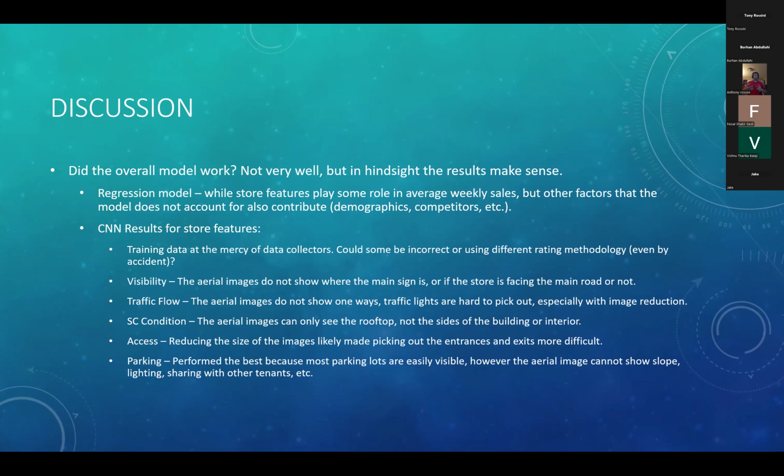And then for each of the store features, I think there was at least one aspect that goes into the rating of this feature, but that wasn't captured in the aerial imagery. So for example, visibility, the aerial images, they don't know where the front entrance of the store is. They don't know if the sign is facing the major road next to the store, if there's like a tree blocking it. So it won't be able to capture that. So that might be one of the reasons why the performance wasn't as high as I hoped. And I think every store feature has something like that.